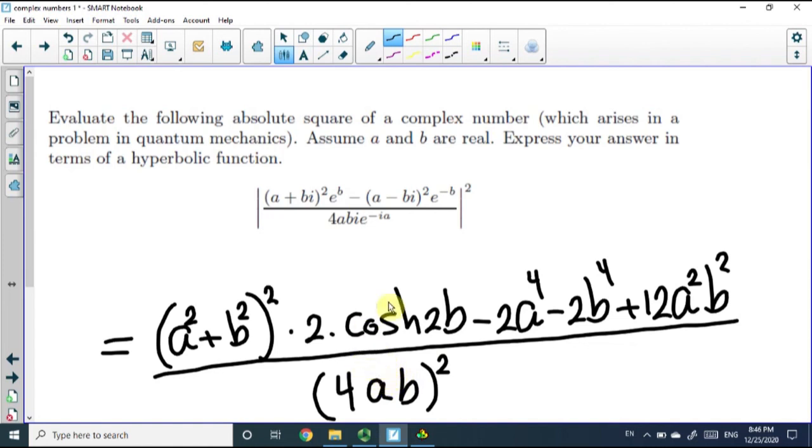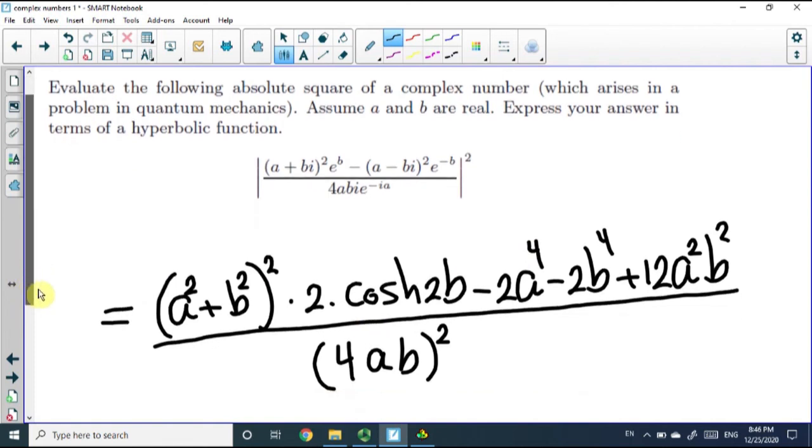This is the final result for our problem. And notice that the answer should be real, because that's the absolute value of the complex number. And we already expressed the answer in terms of the hyperbolic function cosh 2b. I hope you understand the question and you can go through these steps again. You can solve it in other different ways. You can, for example, expand these terms and then find the absolute value for the whole term again. And you should finally get the same answer as we did.